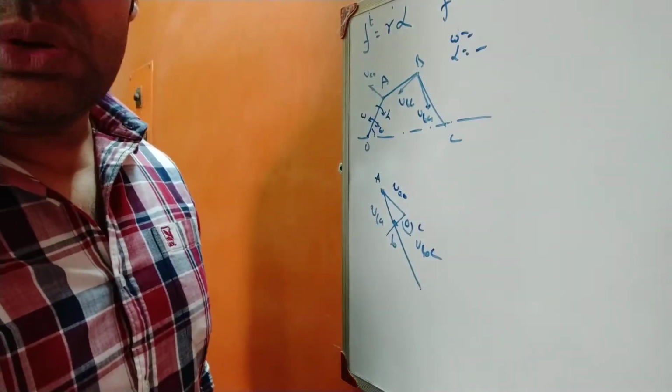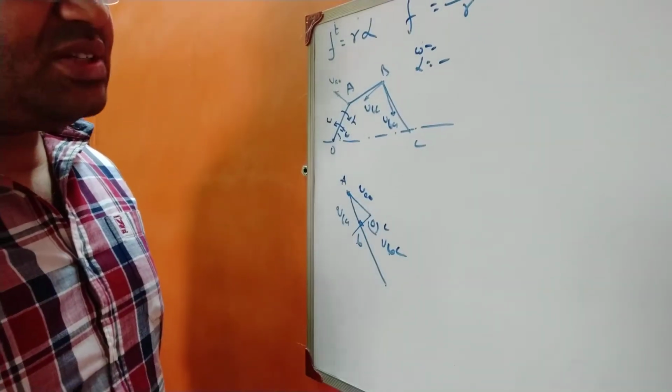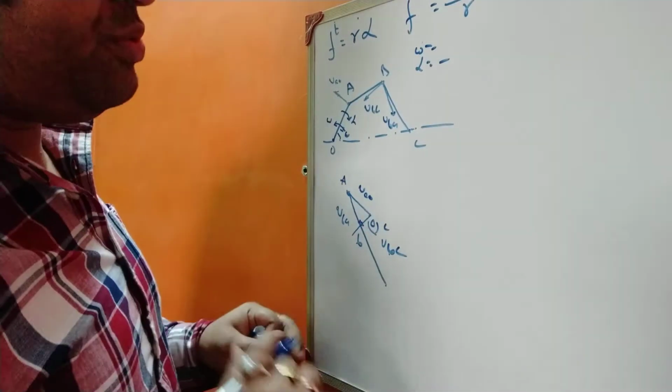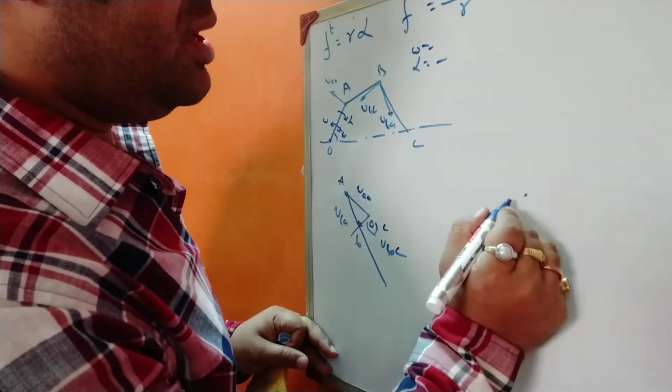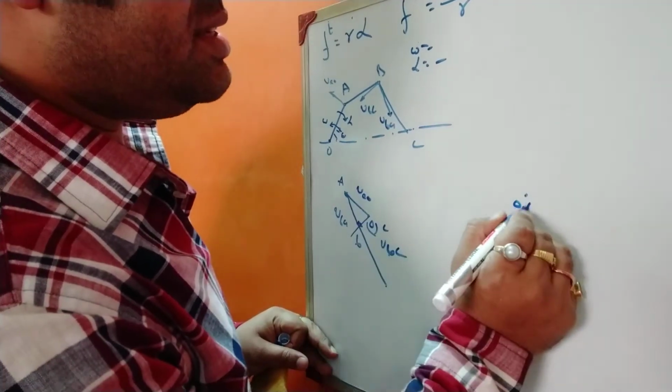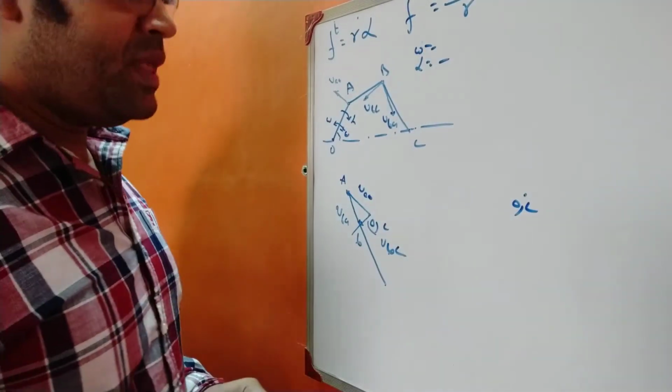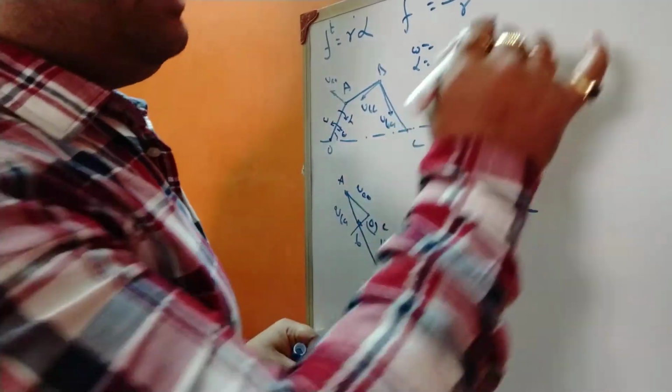Now we should proceed to calculate the acceleration analysis. The fundamentals of the acceleration analysis remain the same. We have to calculate the fixed points. First we have to locate the fixed points over here. My fixed points are O and C. These are my fixed points. Okay. Now we should make a table over here.